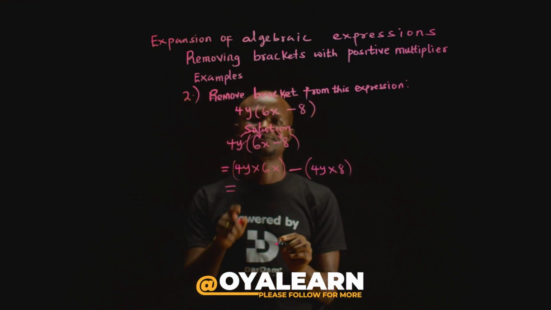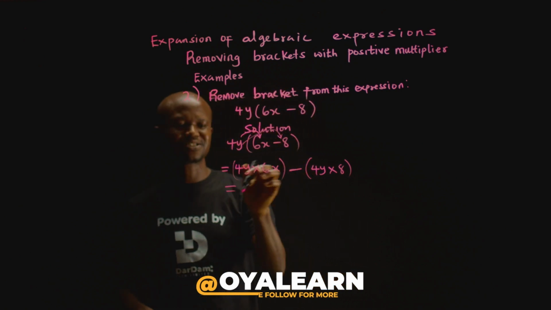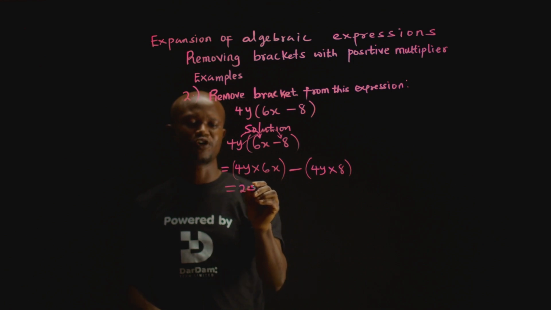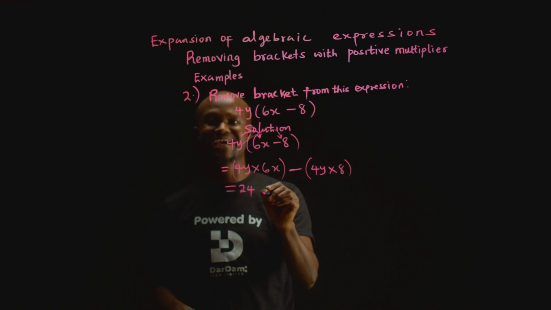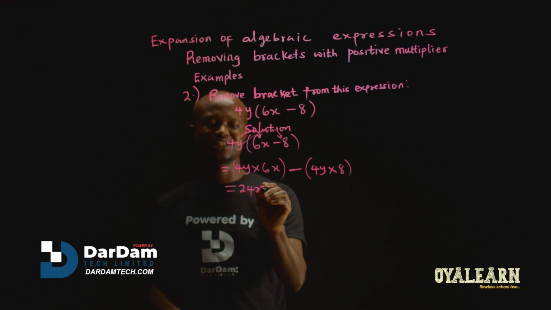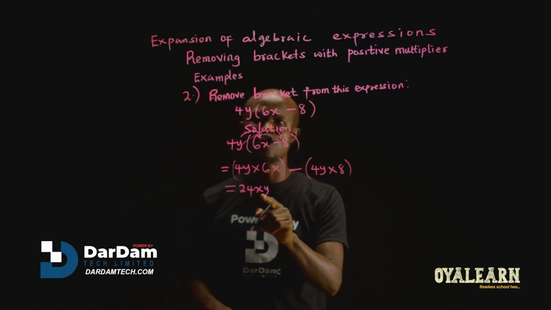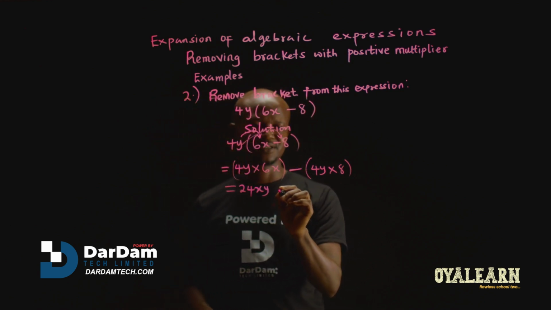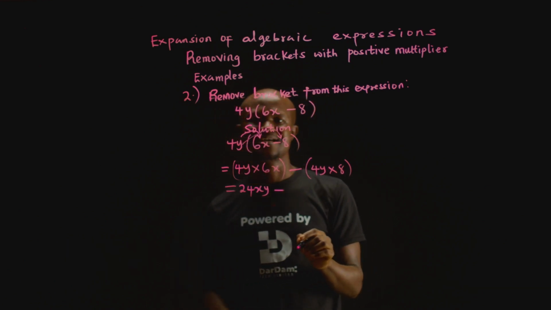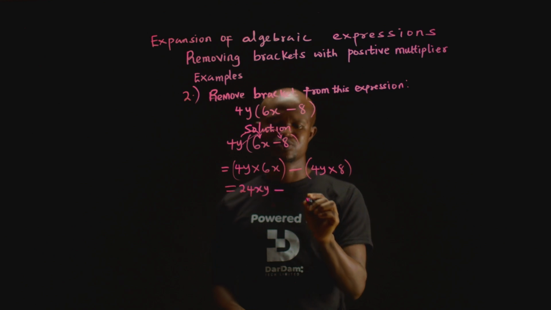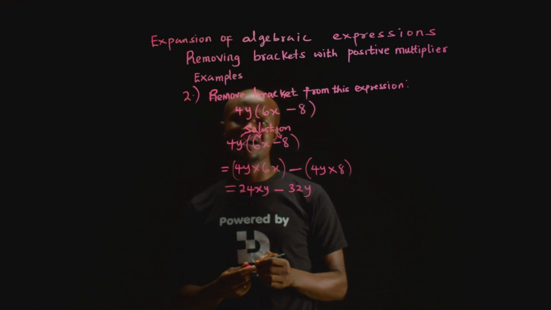We now have 4y times 6x. 4 times 6 is 24. Y times x is yx or xy. So it means that we have here 4y times 6x as 24xy. Then minus 4y times 8. 8 times 4 is 32. So we have minus 32y. That is the answer to the question.